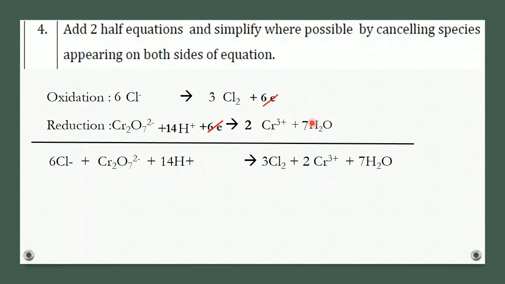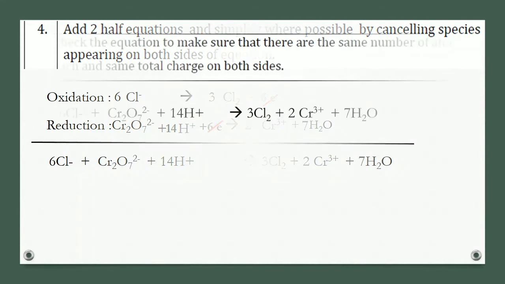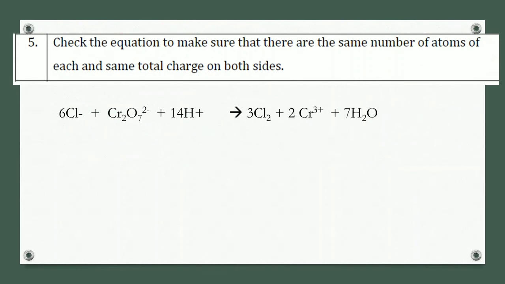So when I combine, I'll get the new equation, which is 6 chloride ions plus dichromate ions plus 14H⁺, and then to produce 3Cl₂ plus 2 chromium ions and 7H₂O. So, okay, this will be the final answer for the balanced redox reaction in acidic medium.